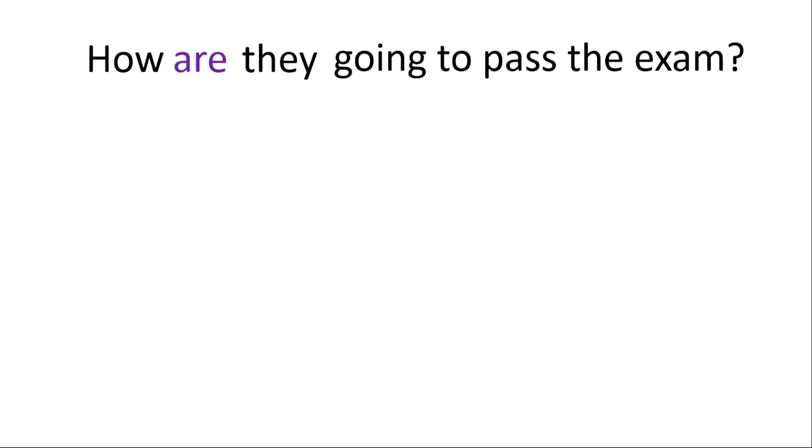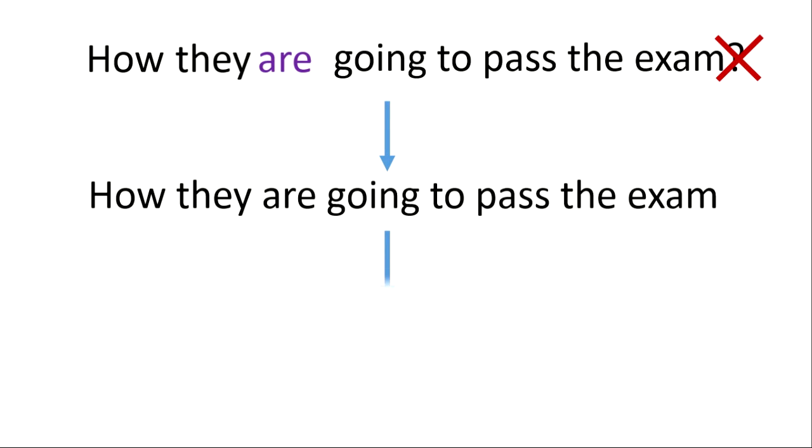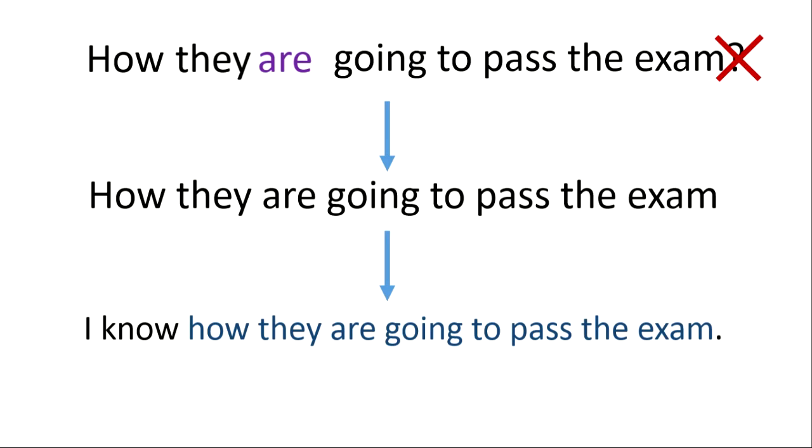Now let's do it again. Get rid of the question mark, swap the subject and auxiliary verb, and end up with this noun clause and use it as the object this time. So I know how they are going to pass the exam. It contains this noun clause. It is written in blue color, and it is used as the object of the verb know.